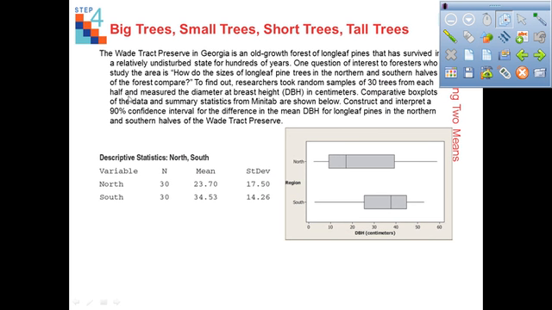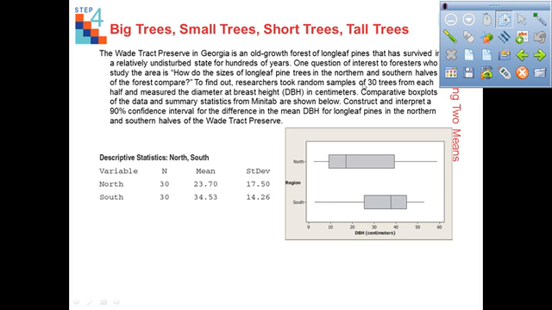It says, from each half, they measured the diameter at breast height, which they called the DBH, in centimeters. Comparative box plots of the data and summary statistics from Minitab are shown below. Construct and interpret a 90% confidence interval for the difference in the DBH for longleaf pines in the northern and southern halves of the Wade Tract Preserve. So they show you these box plots. It really doesn't matter about the spread as far as determining normality here, because we have a sample size of 30, so it's at least the 30 we need for the central limit theorem to apply.